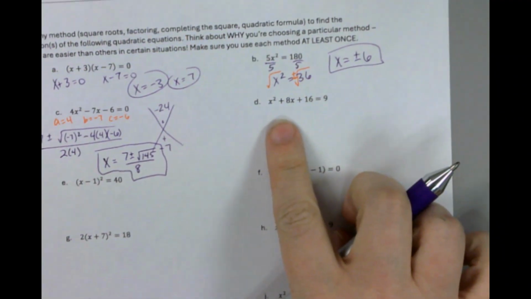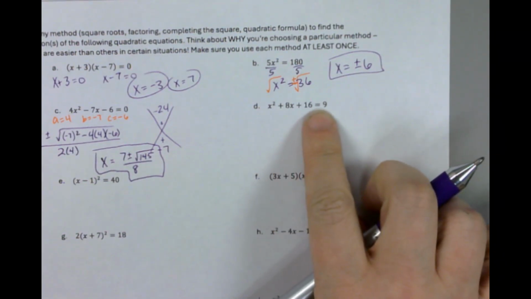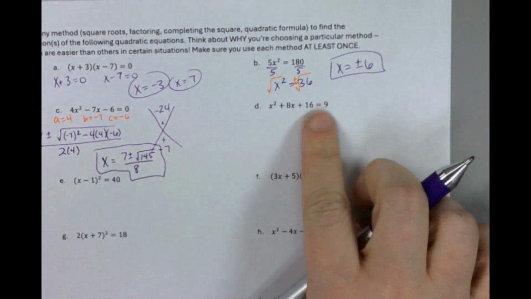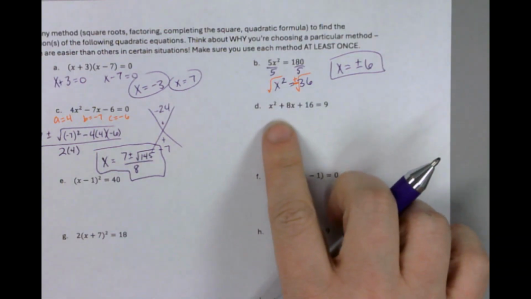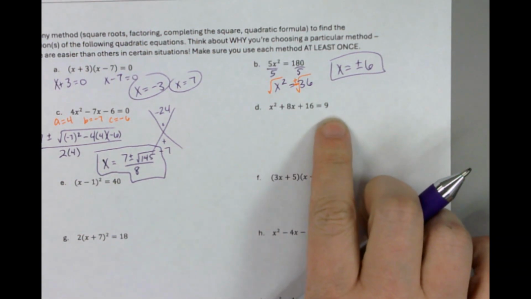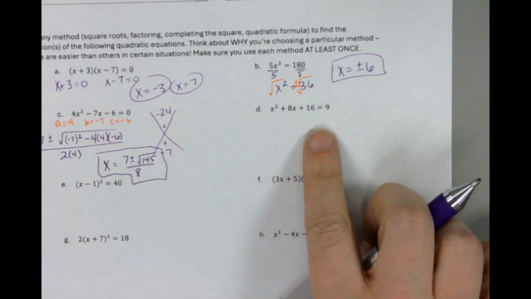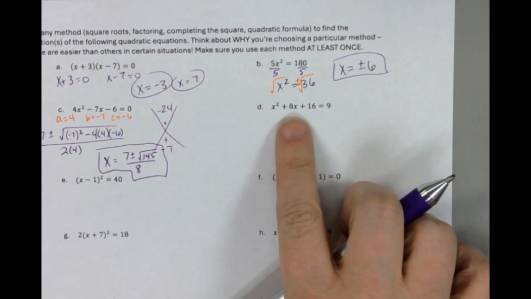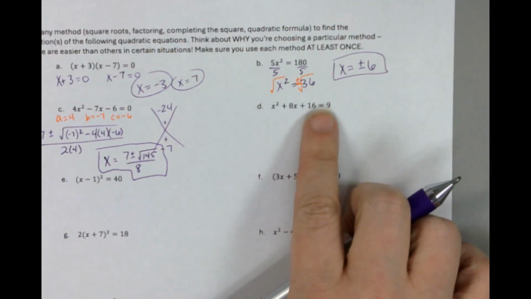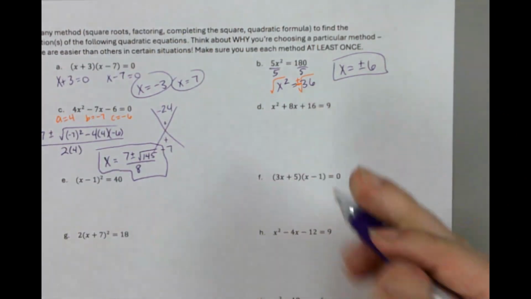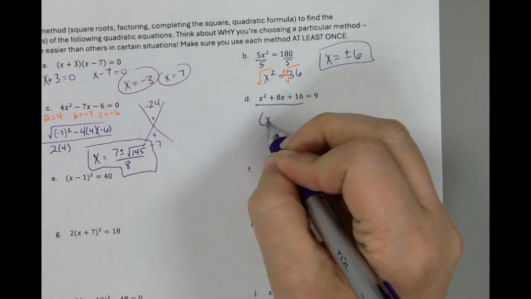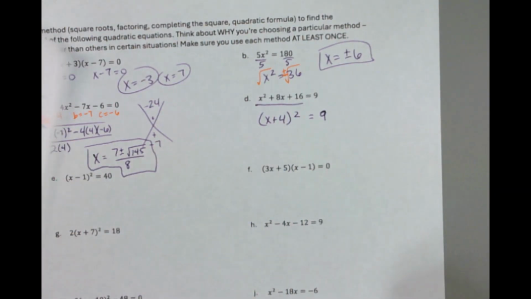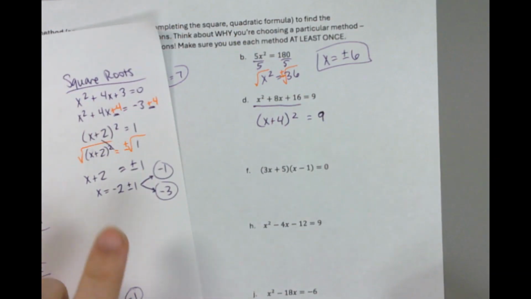All right, letter D. We have it equal to a number. It's not 0, so it's not currently ready to factor. We would need to get it to equal 0 first. However, we could complete the square, because that doesn't matter if there's another number over here. And actually, in looking at this, x squared plus 8x plus 16, if I do 8 divided by 2, I get 4, and 4 squared is 16. This is already a perfect square. So we can just write it as the perfect square of (x plus 4) squared. Which means we're going to do this by square roots.